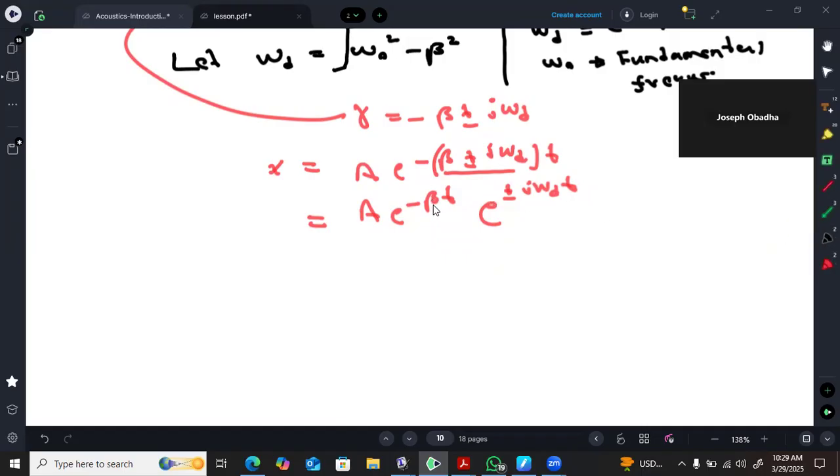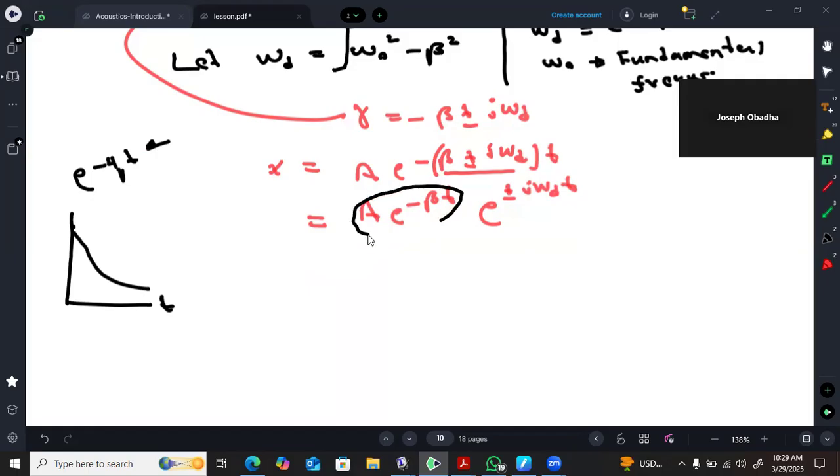Beta here, we cannot call it the damping factor. Because if you have, let's say, e raised to power minus beta t, as t increases, this value would be reducing because it is raised to the negative power. That is, if we started here, as t increases, it would be reducing because of this negative. So all of the amplitude would be reducing. That is why we call beta the damping factor.